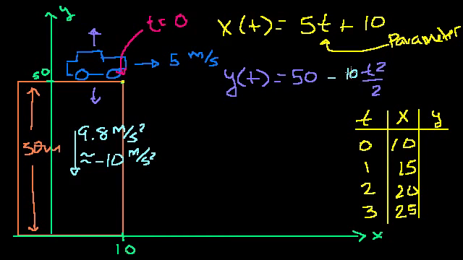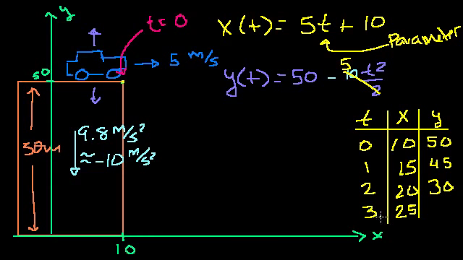Just to simplify, 10 divided by 2 is 5. So y is 50 minus 5t squared. At time equal to 0, this term cancels out. We just have 50 meters up in the air. At time equal to 1, 1 squared is 1 times 5 is 5. 50 minus 5 is 45 meters in the air. Is that right? Yeah. And then at time equal to 2, 2 squared is 4. 4 times 5 is 20. 50 minus 20 is 30.